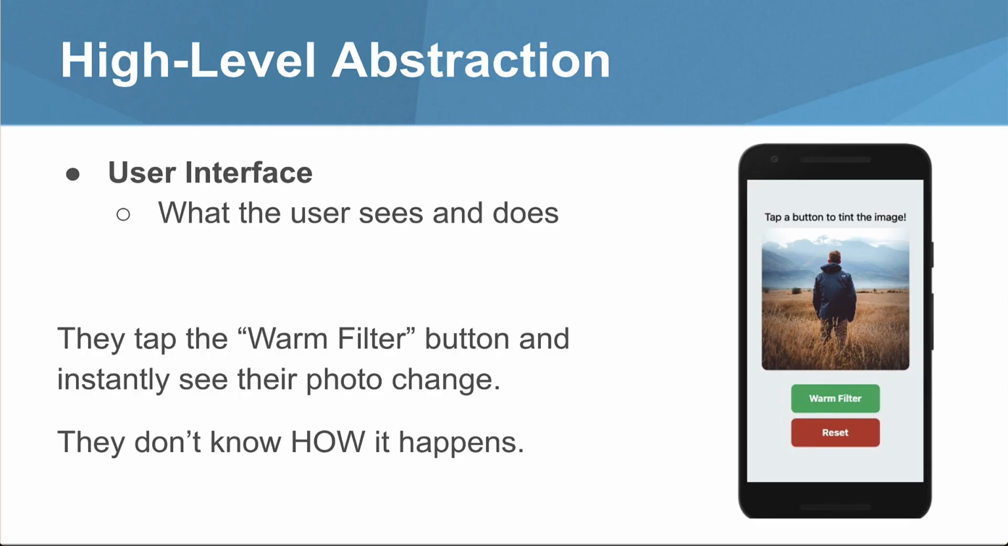Let's review abstraction. Let's say we have an app that applies a warm filter to an image. At the highest level, users only see the interface. They tap the button labeled Warm Filter, and the photo instantly changes. They have no idea what's happening behind the scenes, and honestly, they don't need to in order to use the app.